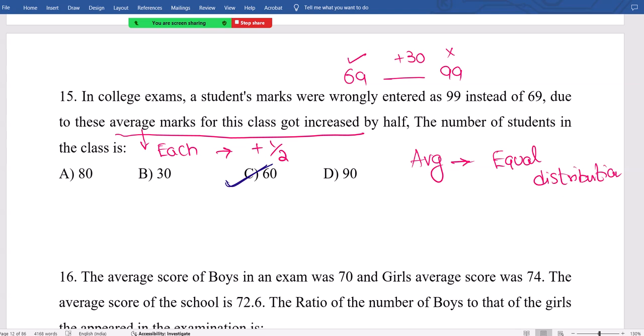Average is equal distribution, maintain equality. Due to the wrong entry, 30 marks increased. Due to that, the average increased by half. Average is maintaining equality or equal distribution. Each one got half a mark extra.